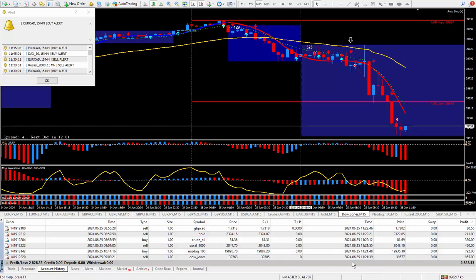So another great day of trading using my master scalper. I knew it was going to be well over 200 pips or ticks. Grand total came to 341. And all of those pips and ticks, they were mostly ticks, paid out $2,828.